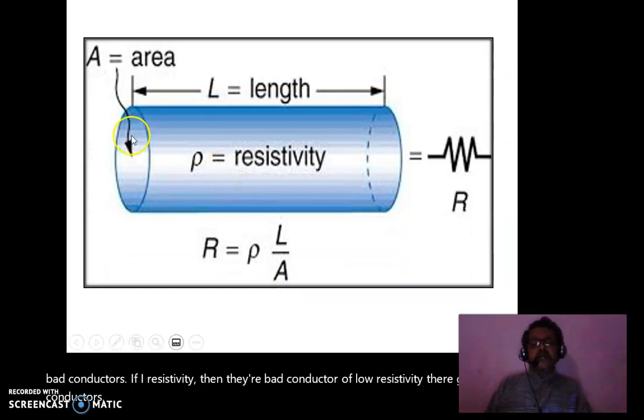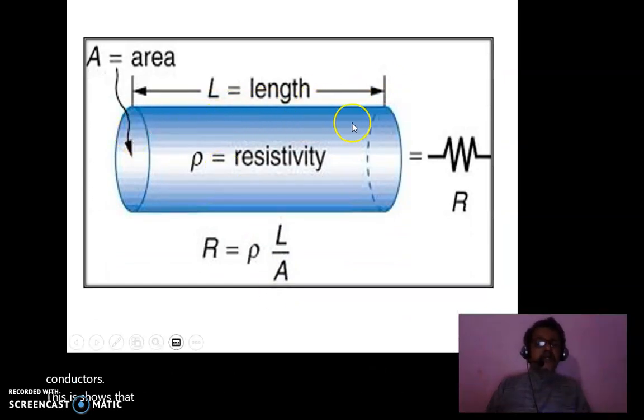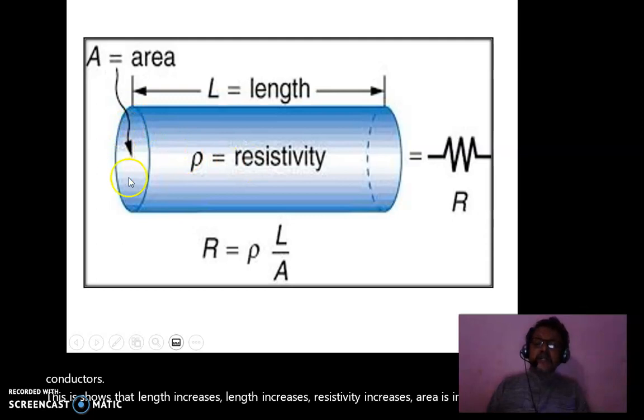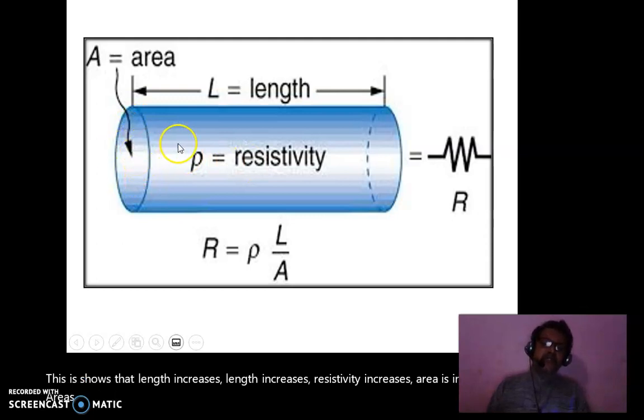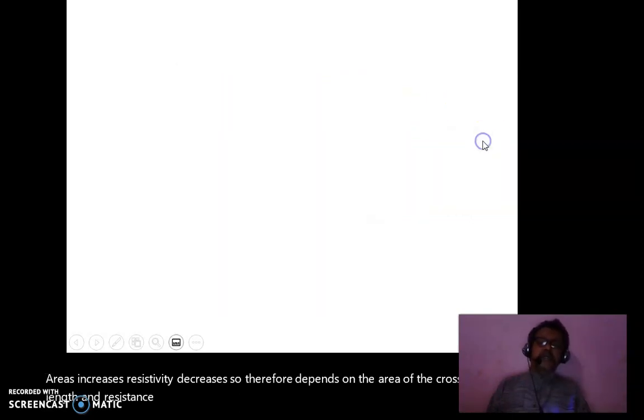This shows that as length increases, resistance increases, and as area increases, resistance decreases. So therefore, it depends on the area of the cross section, length and resistivity of the conductor.